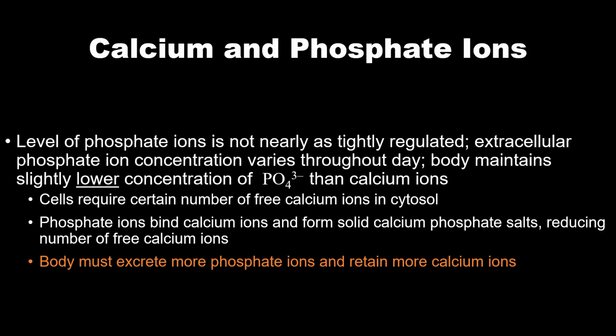However, while calcium is very strictly regulated, phosphate is not nearly as tightly regulated. The extracellular phosphate ion concentration really varies throughout the day. Generally, the body maintains a slightly lower phosphate ion concentration than calcium because cells require a certain number of free calcium ions in their cytosol. When phosphate ions are present in large numbers, they bind to calcium and form a solid calcium phosphate salt, reducing the number of free calcium ions. So the body has to excrete more phosphate ions and retain more calcium ions.